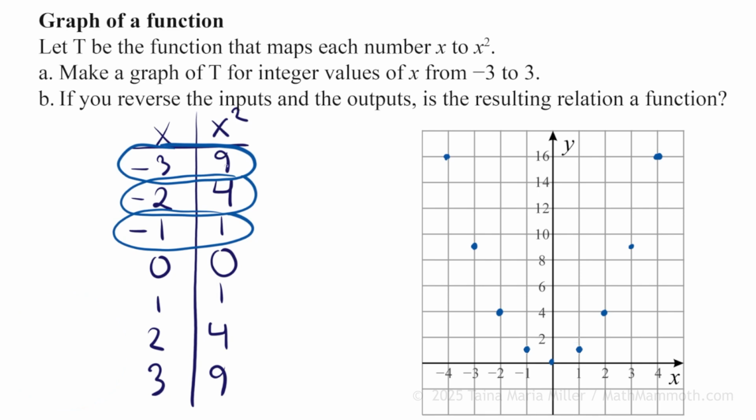All right, B says, if you reverse the inputs and the outputs, is the resulting relation a function? So if we consider these to be the inputs and these to be the outputs, then is it a function? Remember, for a function, we need that for each input there is exactly one output. If these are the inputs, then I have, for example, here I have 1 and 1. This is the same input, and it maps to two different outputs. So no, it's not a function then if we reverse the situation.